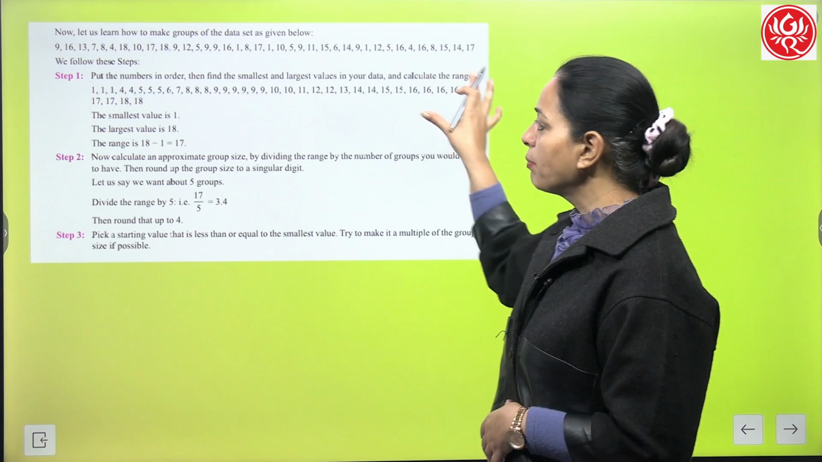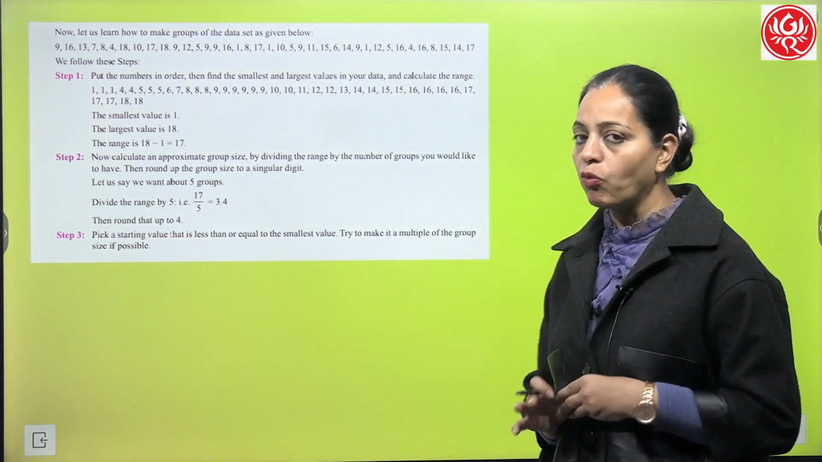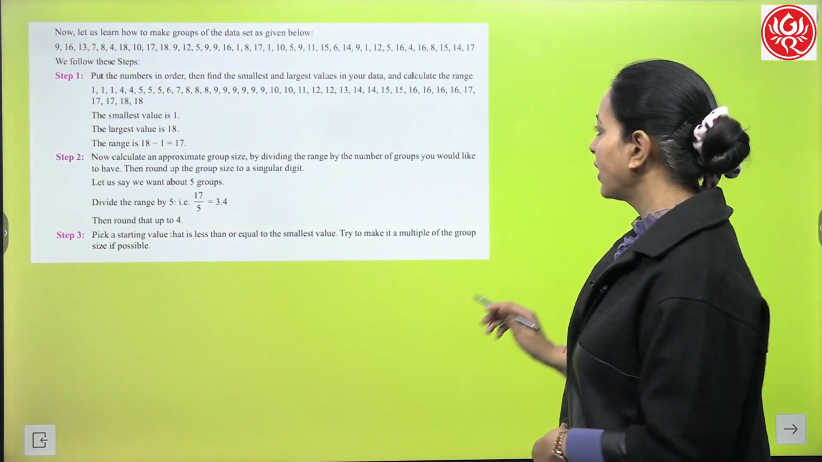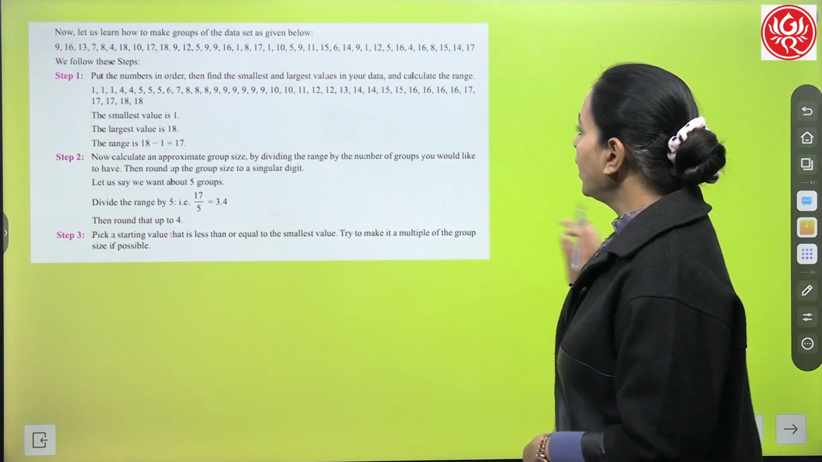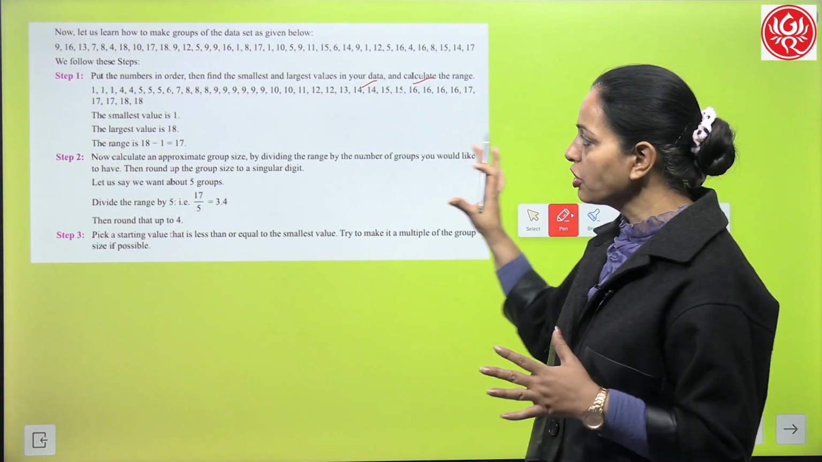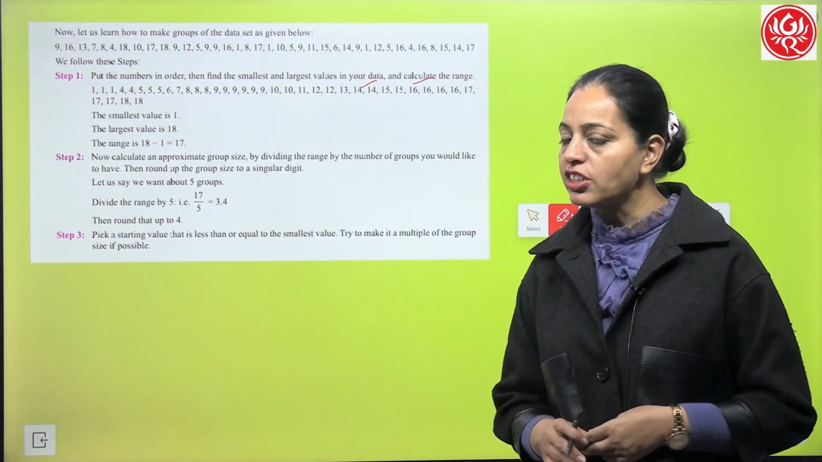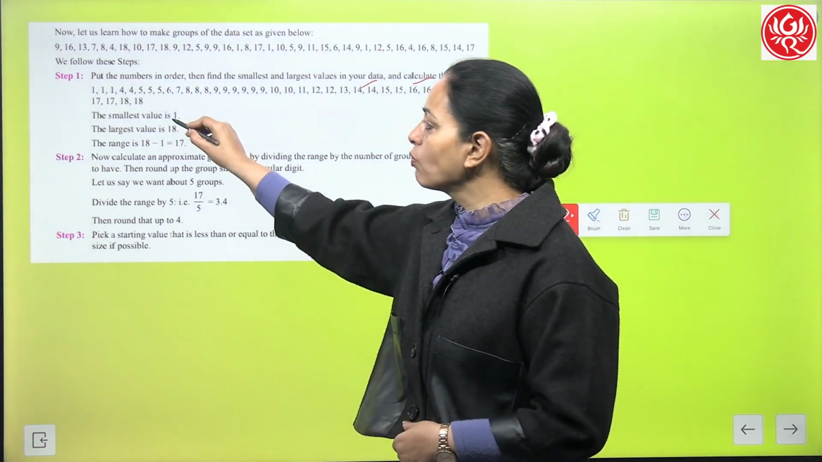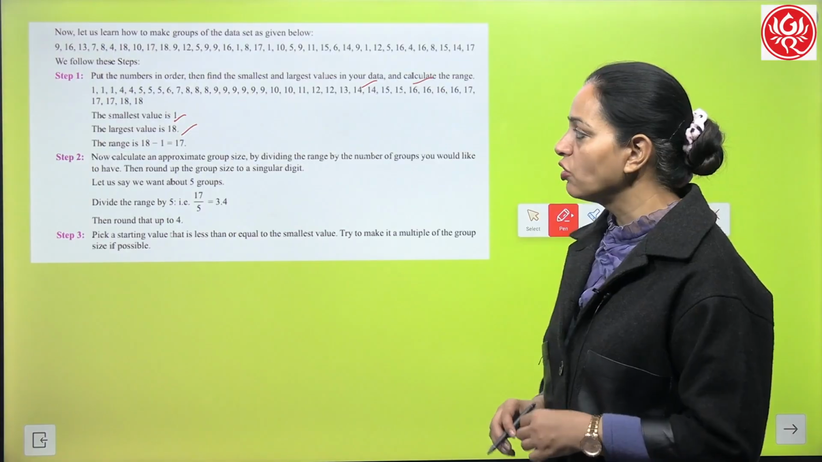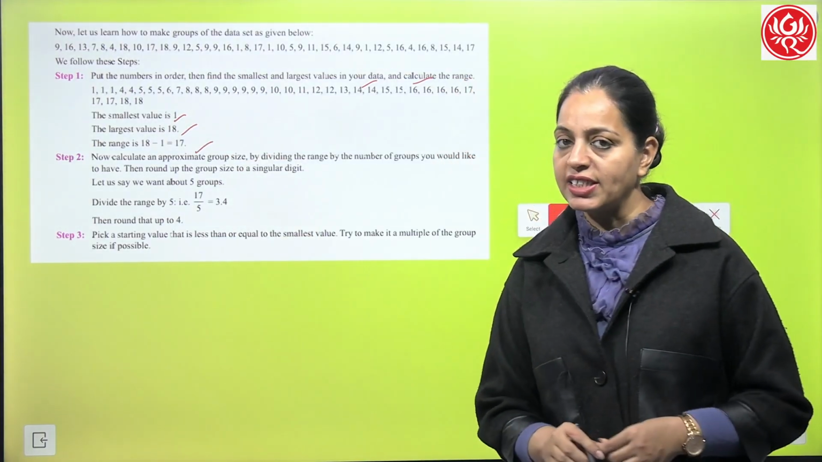So we have some numbers. Now what to do? We will follow some steps. Step 1, put the numbers in order, then find the smallest and the largest values in your data and calculate the range. हम अरेंज कर देंगे नंबर्स को, then find smallest value and the largest value. Smallest value is 1, largest value is 18. So what is the range? Range is 18 minus 1, that is 17.